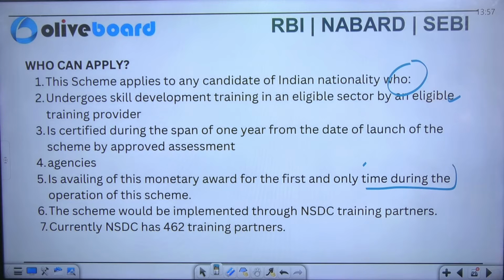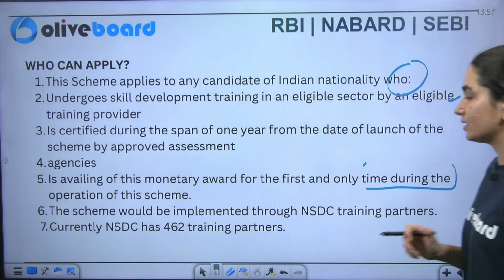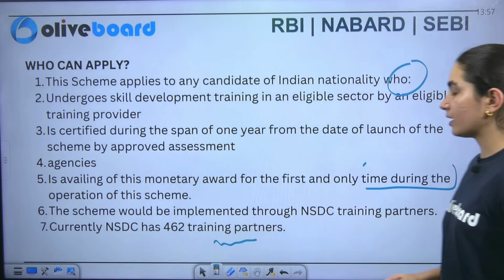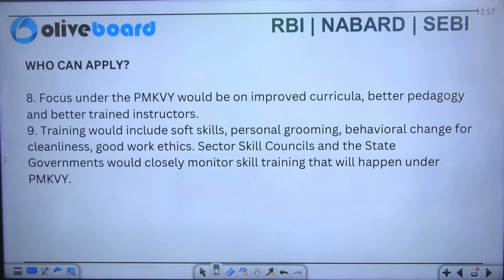The scheme would be implemented through the National Skill Development Corporation training partners, and currently there are 462 training partners we have. Along with that, the focus of the Kaushal Vikas Yojana would be improved curricula, better pedagogy and better trained instructors.